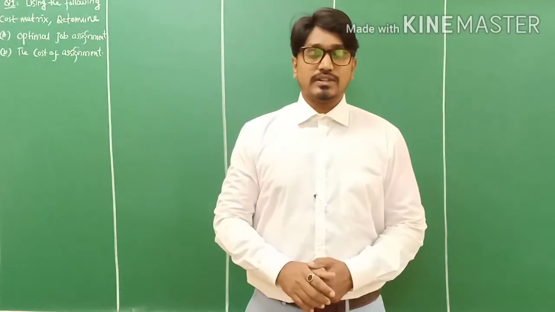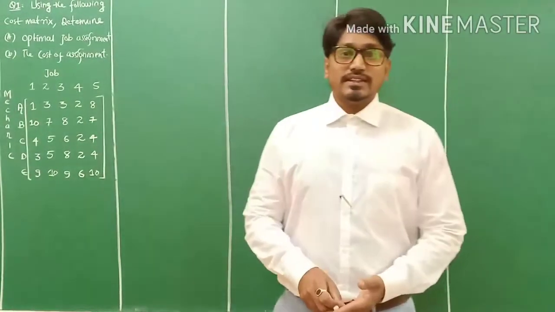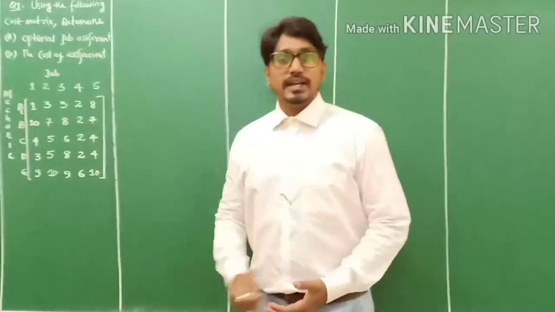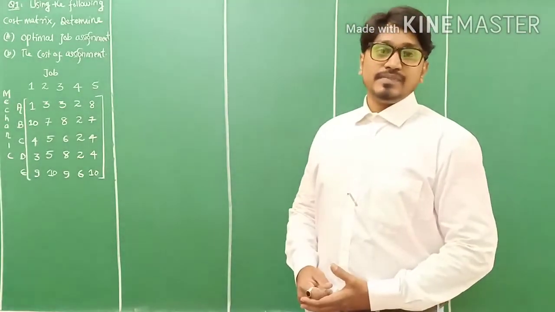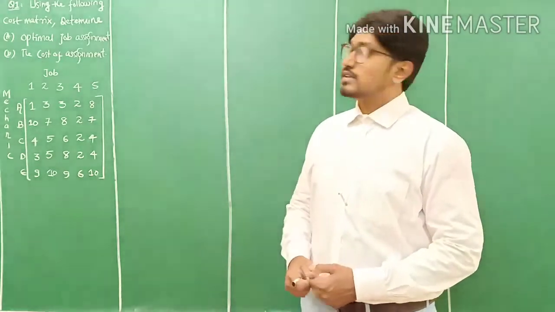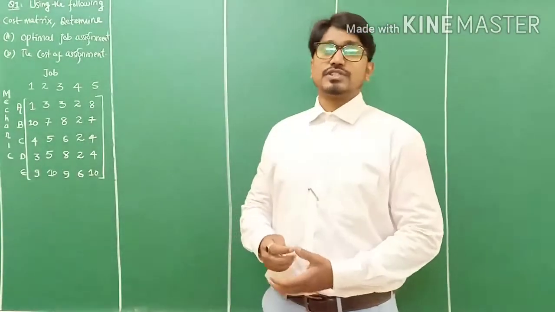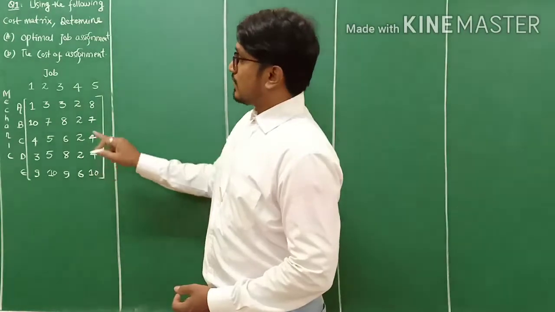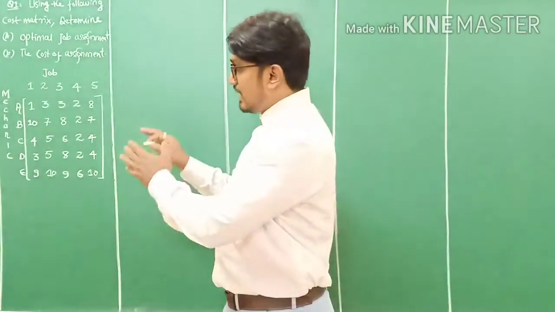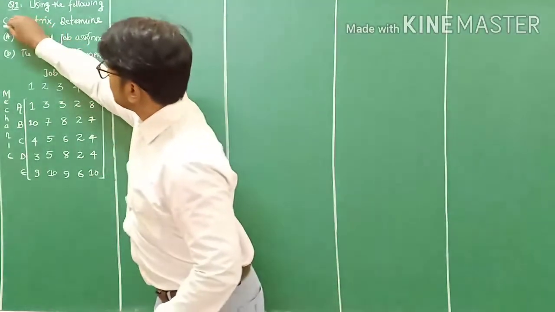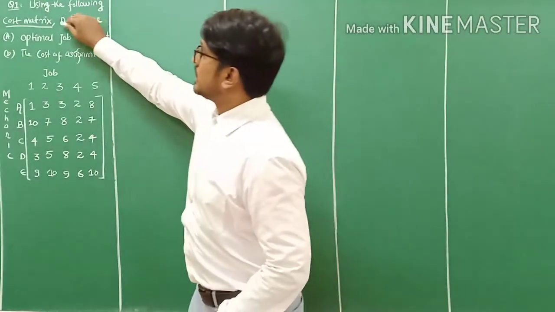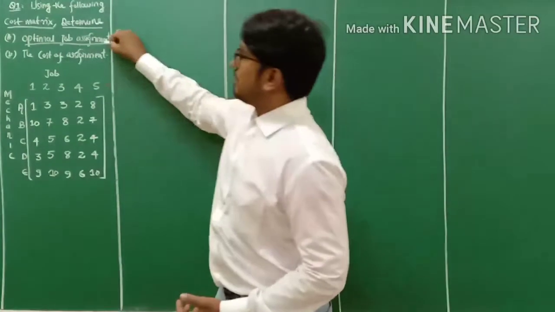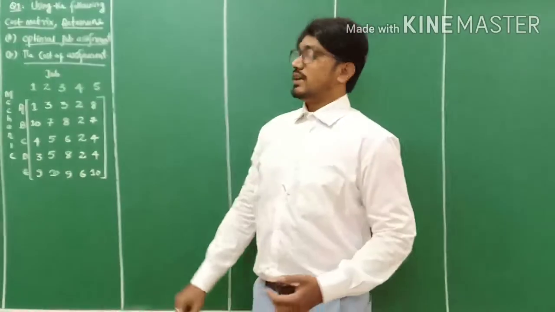Very important in this question, right? So well friends, now we will proceed with one of the questions I said already. I'll solve this problem by the assignment problem Hungarian method procedure, my friends. So let's proceed with the Hungarian method procedure. First of all, I read out the question. Using the following cost matrix, friends, the given matrix is a cost matrix already. We have to find the optimal job assignment and the cost of the assignment.